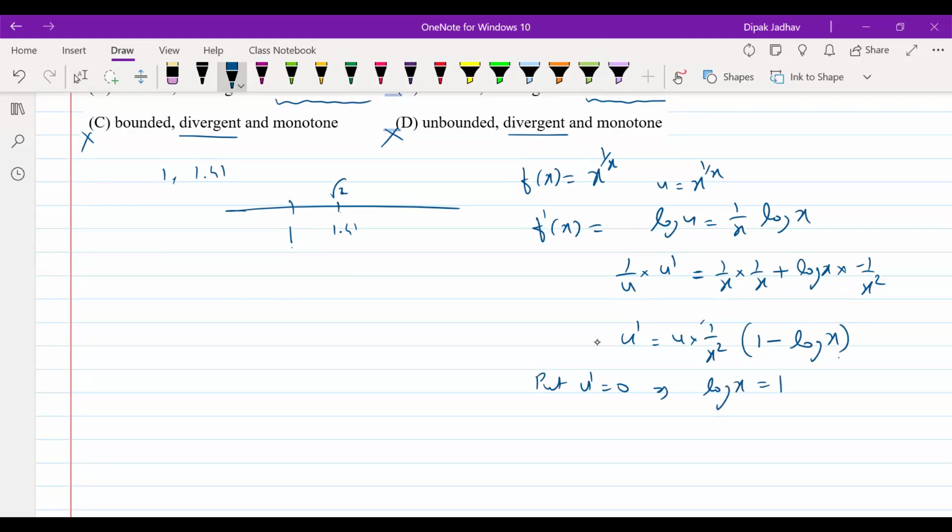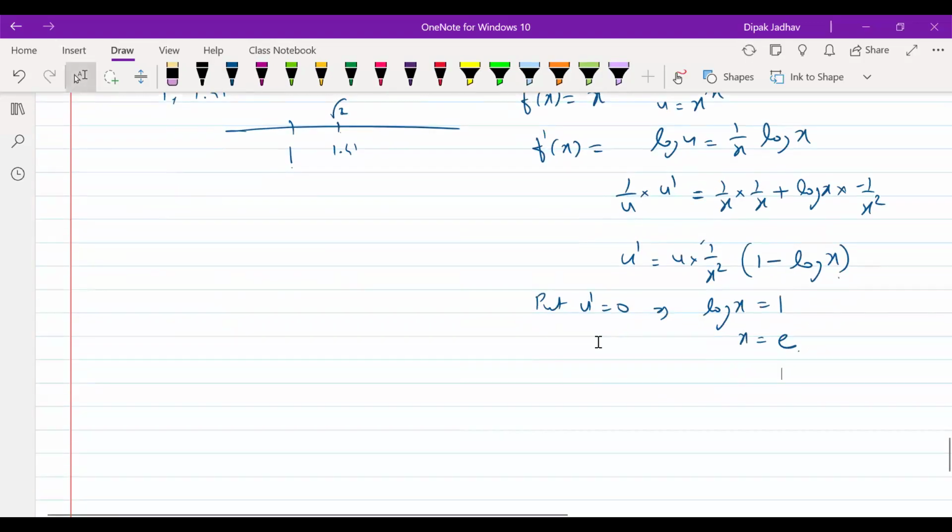Log x is equal to 1. That means x is equal to e. Good.